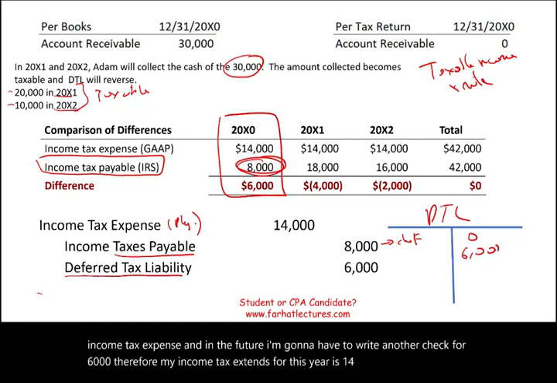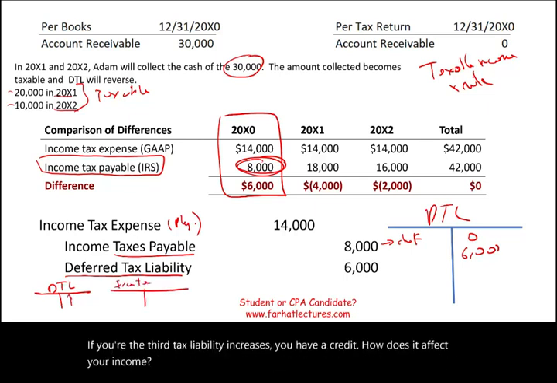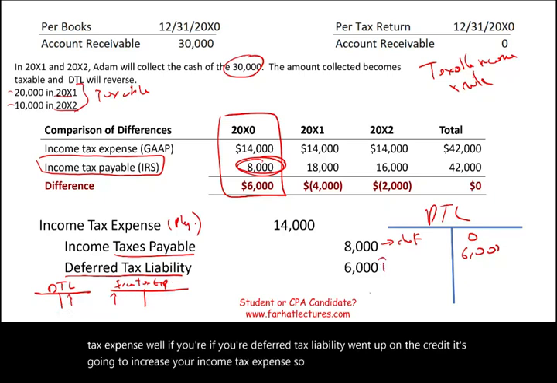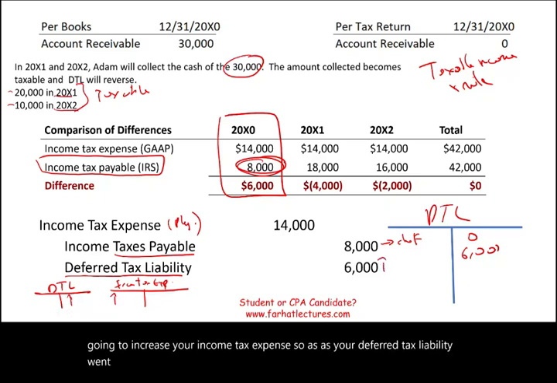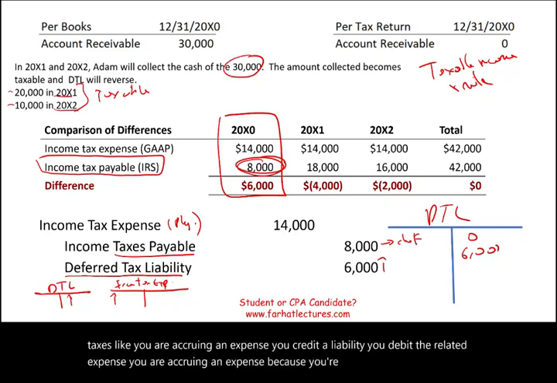Simply put, if your deferred tax liability increases, you have a credit. How does it affect your income tax expense? Well, if your deferred tax liability went up on the credit, it's going to increase your income tax expense. So as your deferred tax liability went up, you're saying I'm responsible for more taxes. You have to record this as taxes, like you are accruing an expense. You credit a liability, you debit the related expense. You are accruing an expense because you're saying I'm going to have to be responsible for that $6,000.